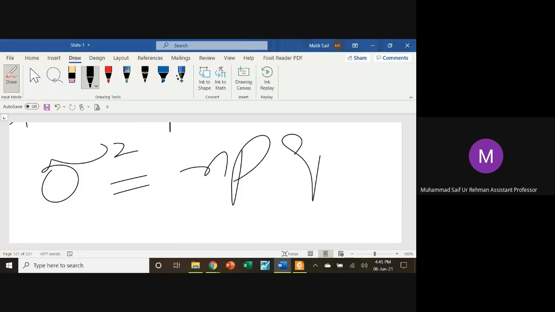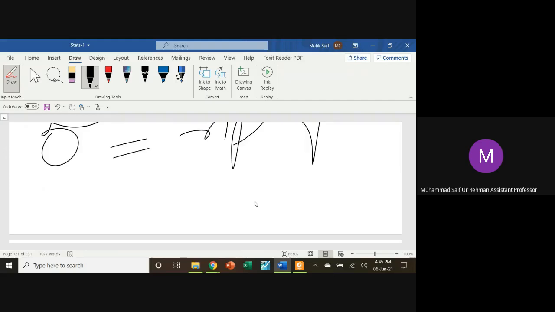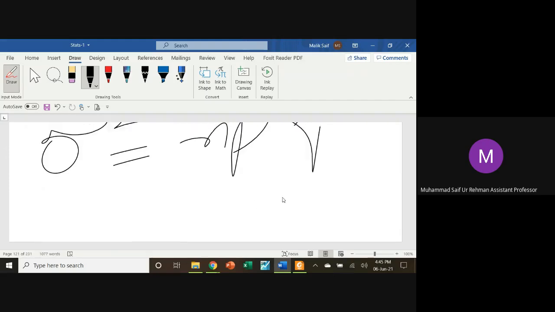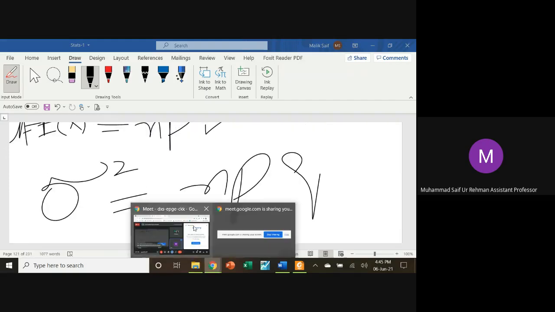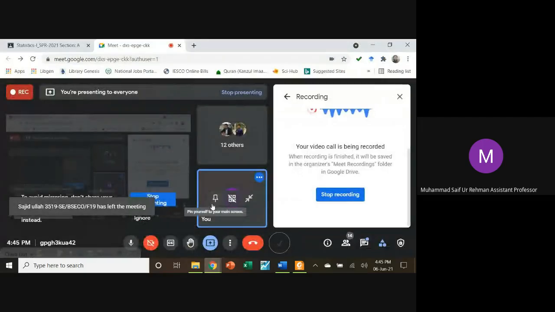Yes. Should I prove or fine? No problem. Yes. What is your opinion? Should I solve the question or should I solve it for variance?